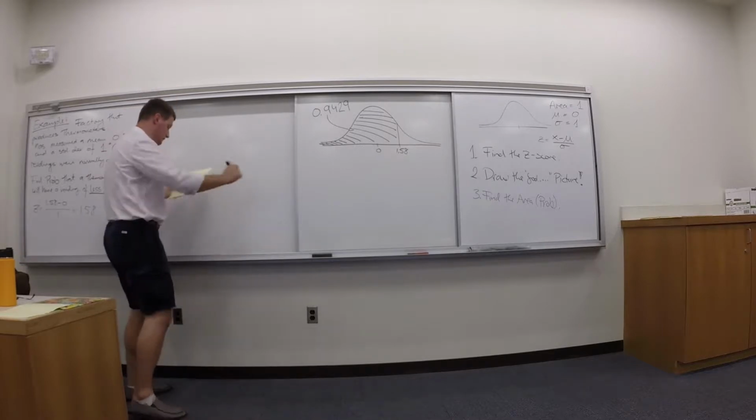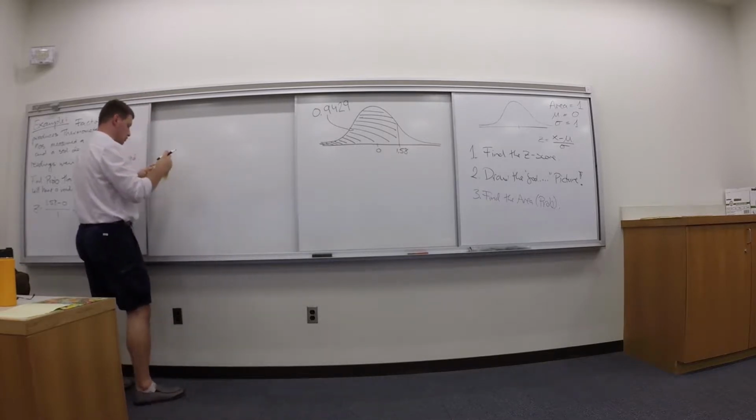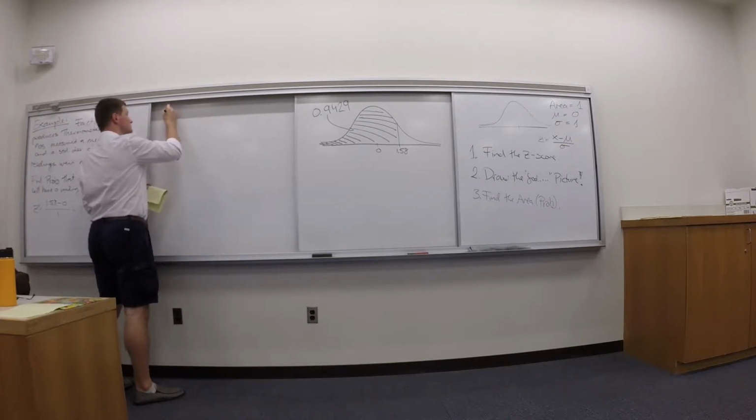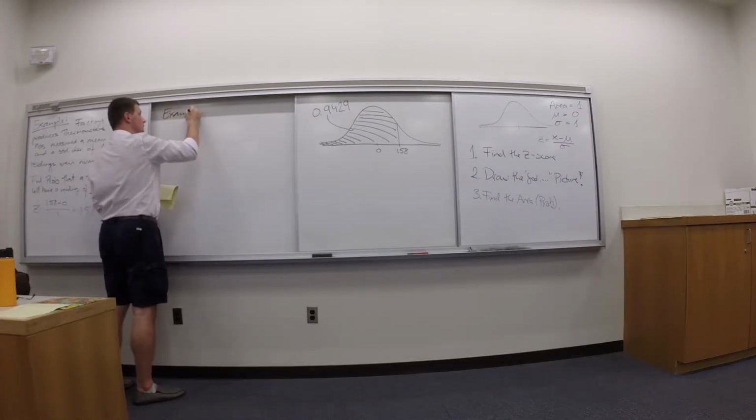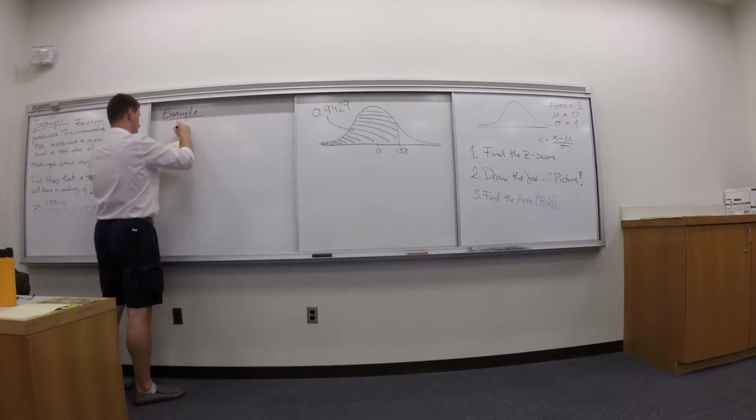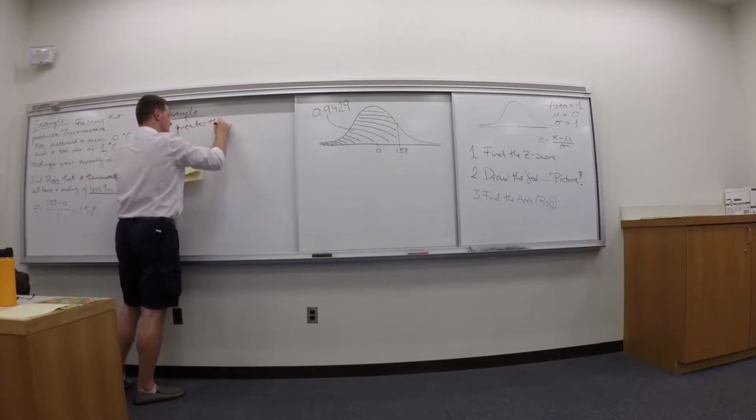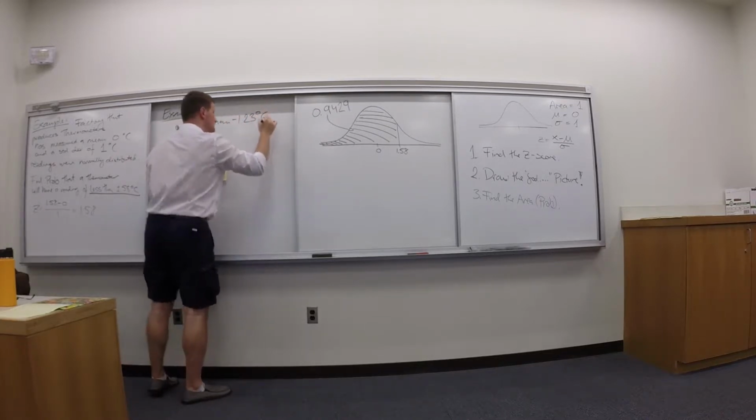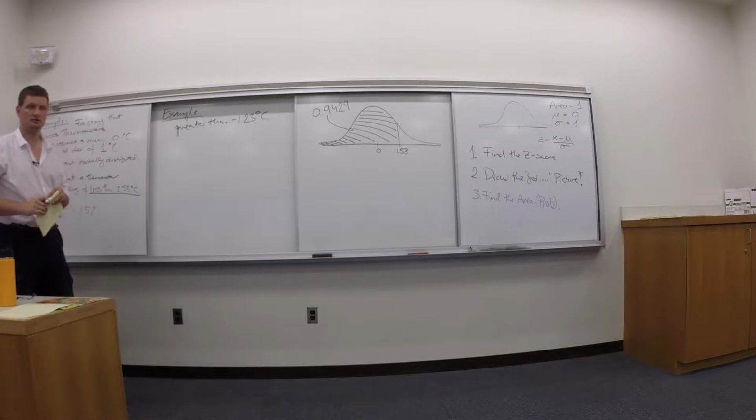Let's consider the same factory, and let's look at two more. So let's say we want greater than negative 1.23 degrees Celsius. And let's do this one.